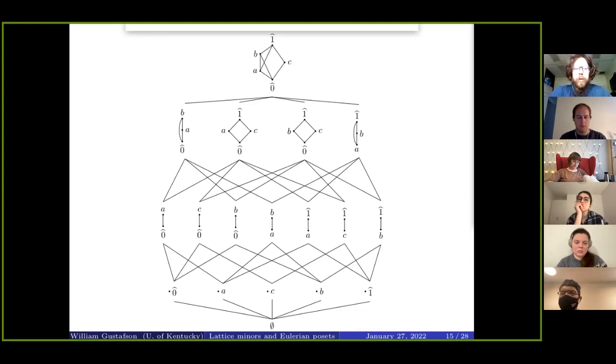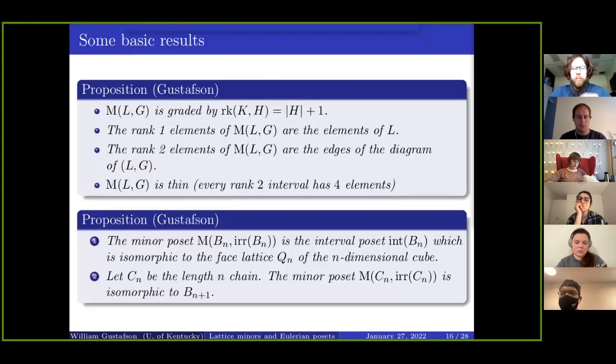Some basic facts about minor posets in general. These 3 things I pointed out in the last slide always happen for any generator enriched lattice. The minor poset is graded, and the rank is the number of generators plus 1. Rank 1 elements correspond to all the elements of the lattice, and rank 2 elements correspond to all the edges of the diagram. Furthermore, this poset is thin, in that every rank 2 interval forms a diamond.